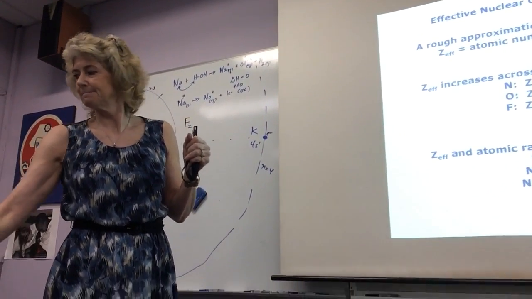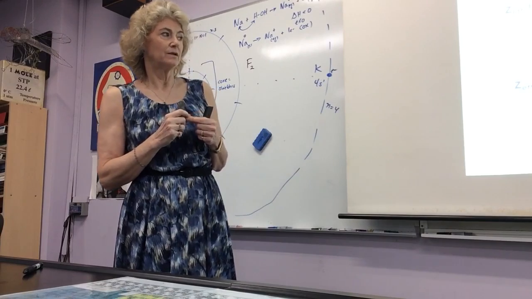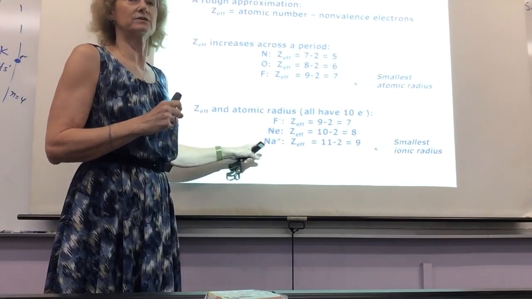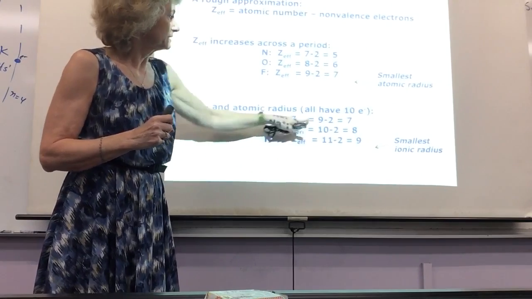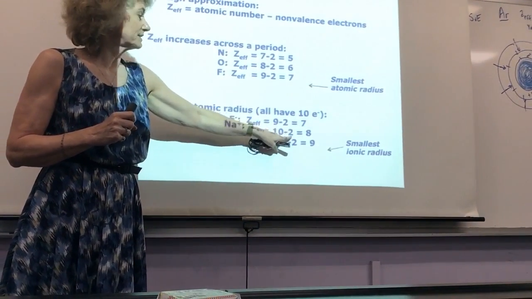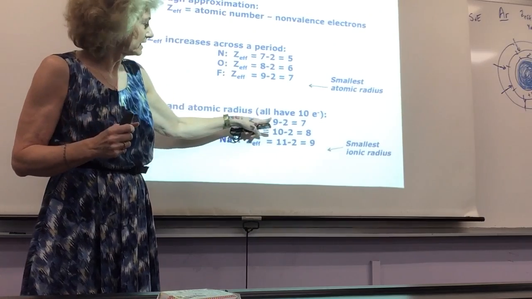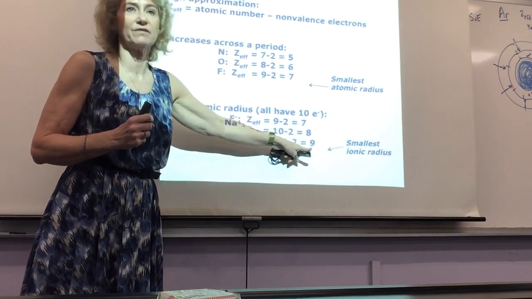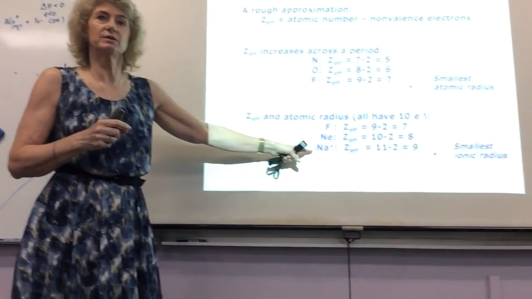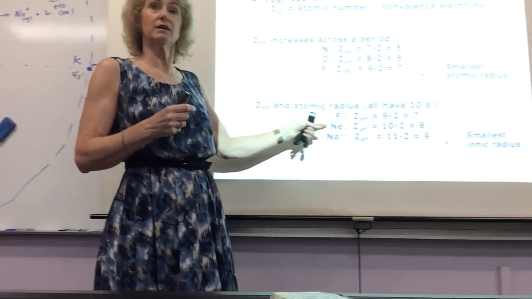Okay. Yes, Pat. For the ions, the second thing, they all have 10 electrons, but why is it still 11 minus 2? Because this is the atomic number, the number of protons. What's the same here, Pat, is the core. Those are the shielders. This is getting bigger by 1, but this is staying the same, so the Z effective gets bigger. The bigger the Z effective, the more they get pulled in. So sodium ion is going to be the smallest, even though they all have the same configuration, which is neon.